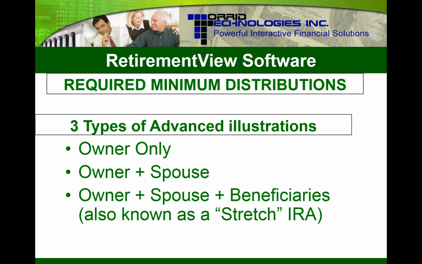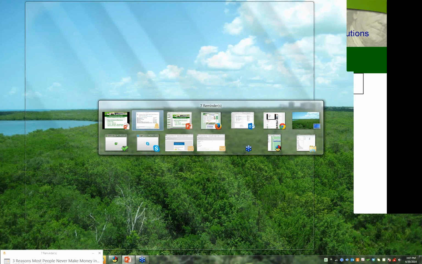The third type of advanced illustration is where the owner passes away and the account goes to the spouse. The spouse then changes the account into their life expectancy, and then they have multiple beneficiaries, probably their children, that the account goes to at that point. This is also known as a stretch IRA or a stretch account, and we're going to talk about that as well. So let's go ahead and dive into our examples, because hopefully you'll find those to be interesting.